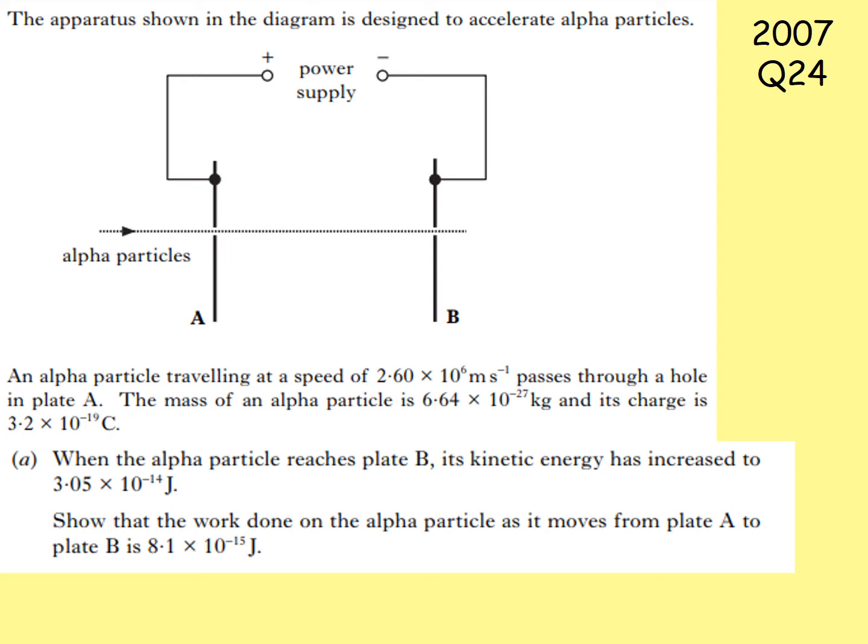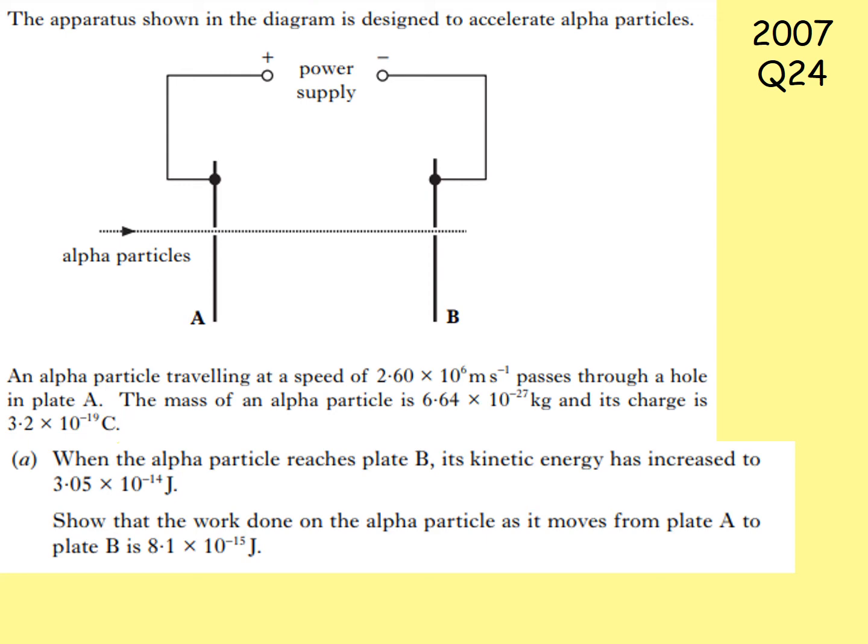2007, question 24. We have another electric field, and we're told an alpha particle traveling at a speed of 2.6 times 10 to the 6 meters per second passes through a hole in plate A. The mass of the alpha particle is 6.64 times 10 to the negative 27 kilograms, and its charge is 3.2 times 10 to the negative 19 coulombs. In part A, when the alpha particle reaches plate B, its kinetic energy has increased to 3.05 times 10 to the negative 14 joules. And we need to show that the work done on the alpha particle as it moves from plate A to plate B is 8.1 times 10 to the negative 15 joules.